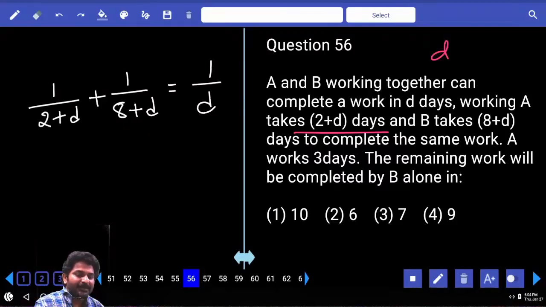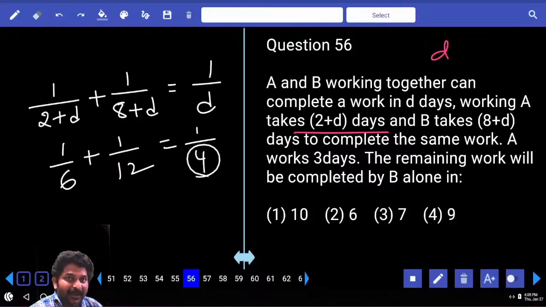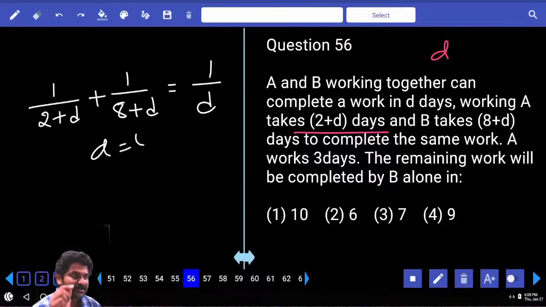Like that, if you substitute the D value as 4, it becomes 1 by 6 and 1 by 12. 1 by 6 plus 1 by 12, in the sense we can write it as 2 by 12 plus 1 by 12, 3 by 12, that is equal to 1 by 4. We started with the D value 4 only, right? So D value is equal to 4. For getting this it might take some time. That's what I told you.